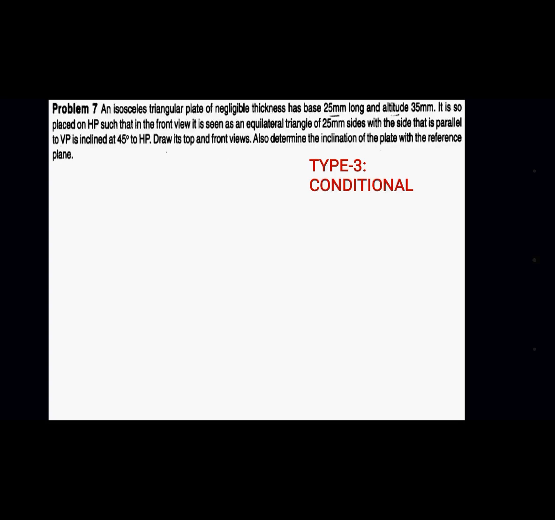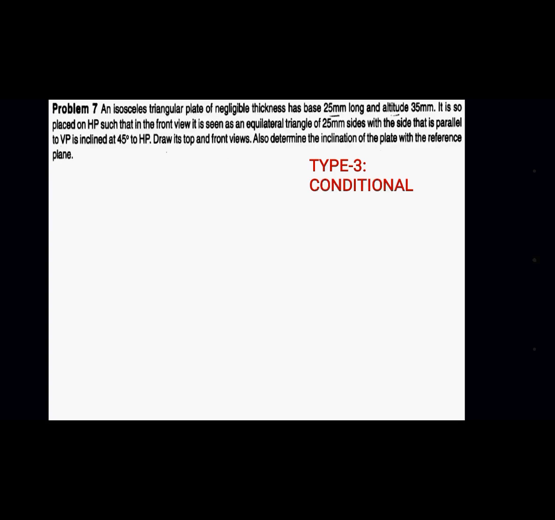So let us take up the problem. It's problem number 7 of your solution book. An isosceles triangular plate of negligible thickness has a base of 25 mm and altitude 35 mm. It is so placed on HP that in the front view it is seen as an equilateral triangle of 25 mm sides, with the side that is parallel to VP inclined at 45 degrees to HP. Draw its top and front views. Also determine the inclination of the plate with the reference plane.